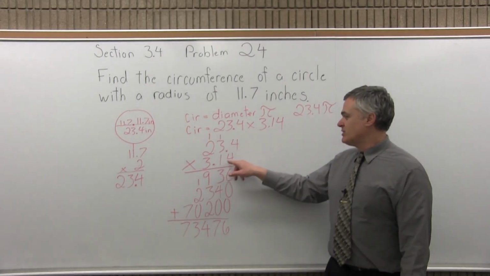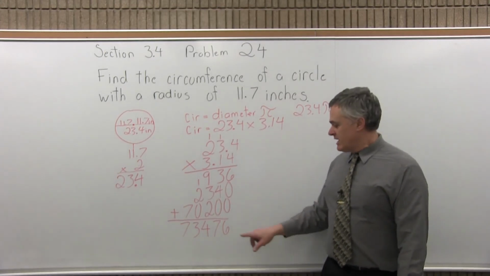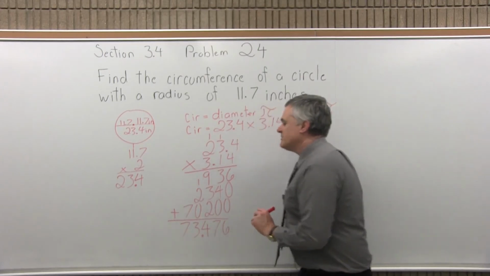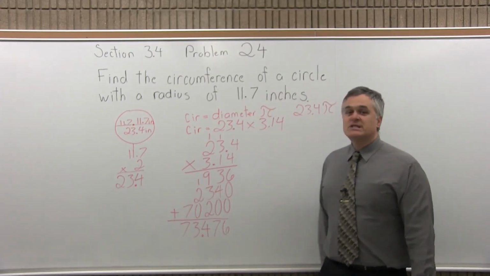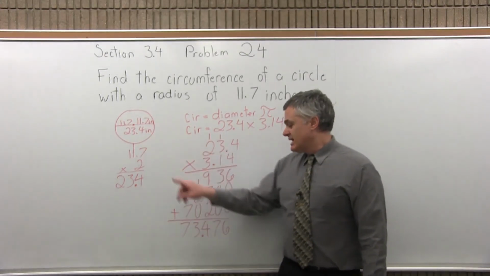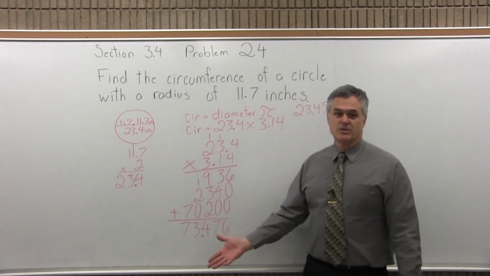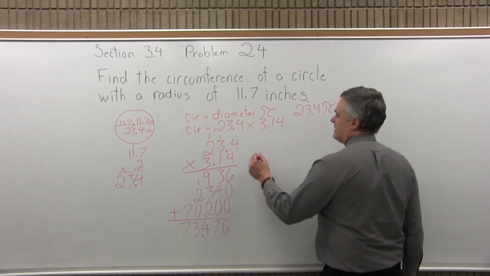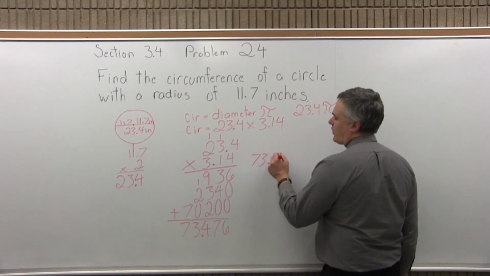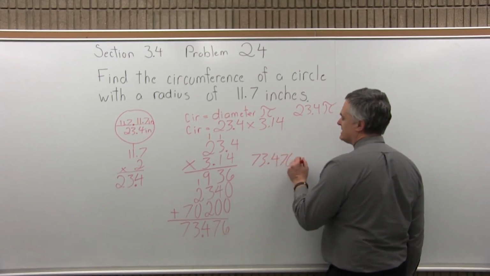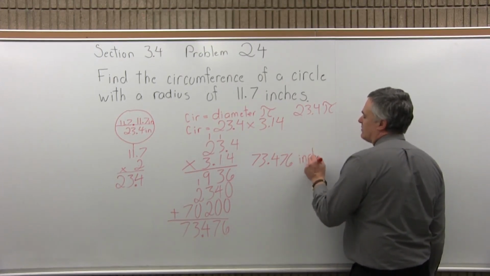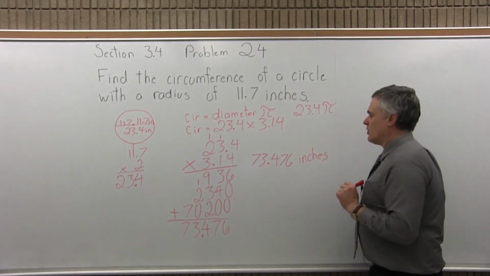So in my question, I have 1, 2, 3 places after the decimal. In my answer, I have to have 1, 2, 3 places after my decimal. So the answer becomes 73.476. Now, because this question had units of measure in it, I can't just leave a number. I have to state my answer with the right units of measure. So the answer would be 73.476 inches. And inches has a standard abbreviation. You can put IN, or you can write out inches if you like. It's only a few more letters.